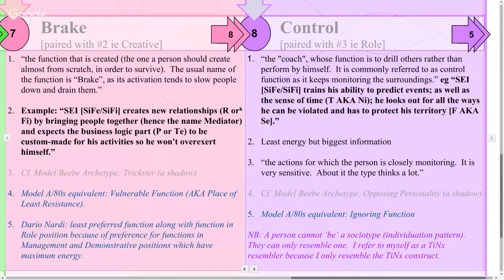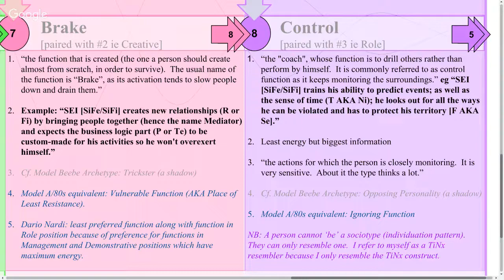So we'll go over that when we get to their functions. Control position: loads of information, not energy for it. The coach's function is to drill others rather than perform by himself. So it's actually good to give the information to other people. ENFP will probably tell loads of people about how things are going, so they can give good advice about how events might unfold. The coach, his function is to drill others rather than perform by himself.